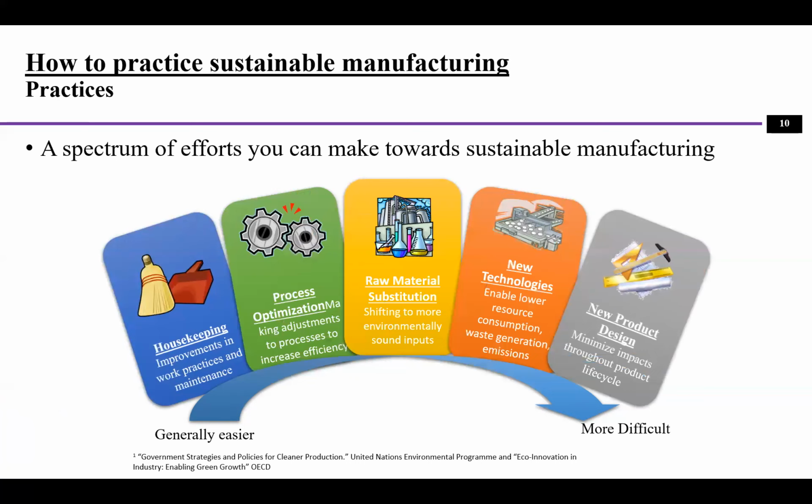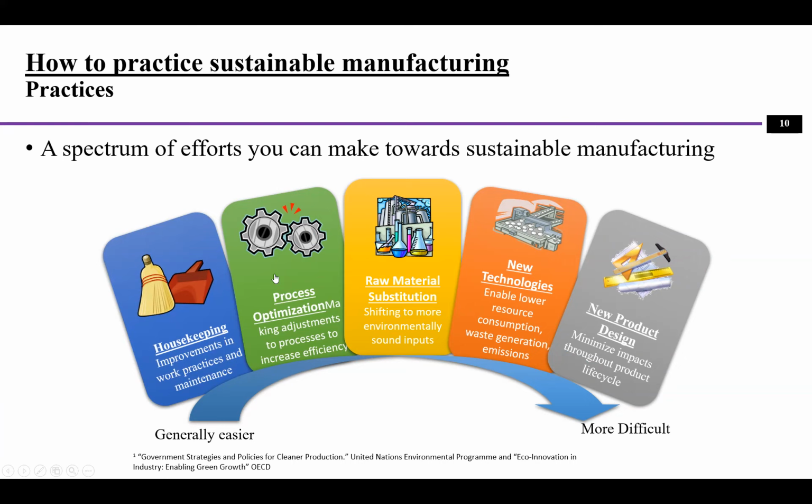Next, if you are on the shop floor, what can we do to practice sustainability? One way is housekeeping. Housekeeping is basically improvements in work practices and maintenance. So basically look at where these wastes are and reduce them, because those wastes can be directly related to the environmental impact. And process optimization, the same. You can look at how to make your process more efficient.